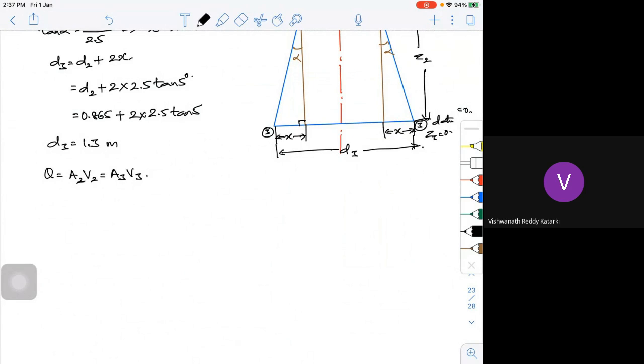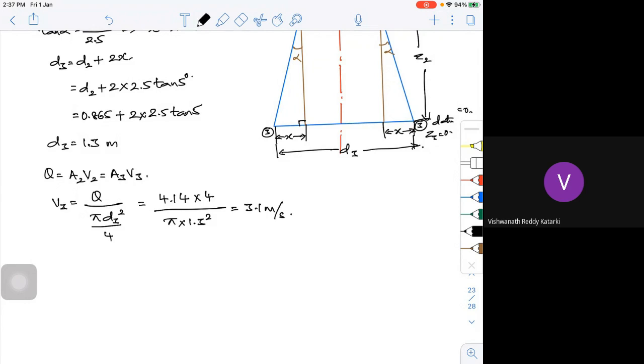So then I know my discharge, so I can find my V3. V3 is equal to Q divided by A3, that is pi into D3 square by 4. If I substitute Q is 4.14, and take the denominator to the numerator, this is 4 into pi into D3, which is 1.3 square. I am getting my V3 as 3.1 meters per second.